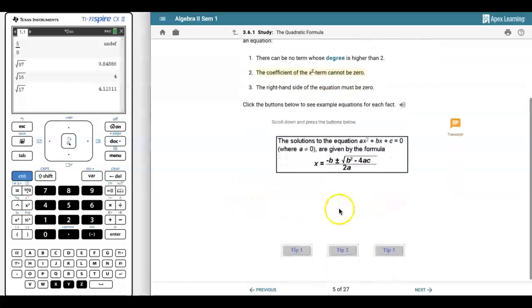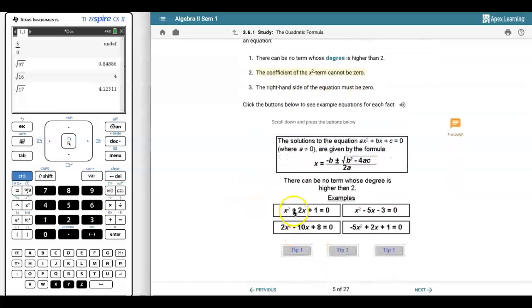All right, so tip 1, again, x squared is the highest term. Tip 2, the coefficient on the x squared term can't be 0. It can be 2, it can be negative 5, it can be negative 1,000, it just can't be 0. And then finally, that last tip there, the right-hand side of the equation has to be equal to 0. Again, these all are in our standard form for quadratic equations.